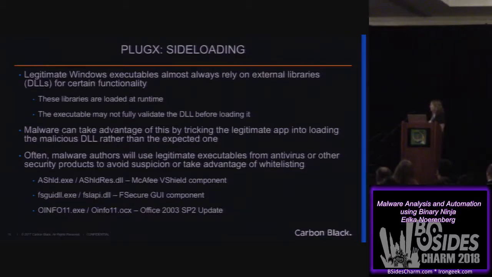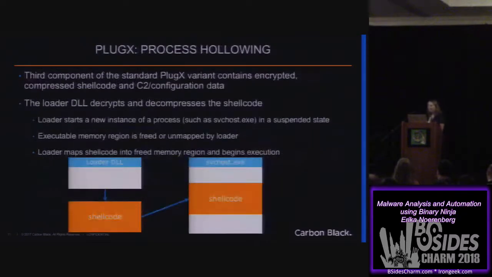So we've got our legitimate executables here, and then the malicious executables that are loaded. So how does this work? I mentioned that the shellcode is loaded and usually injected. If you're not familiar with process hollowing, this third component contains the encrypted and compressed shellcode and C2 configuration data. The loader DLL, this malicious DLL that gets loaded, will decrypt and decompress the shellcode.